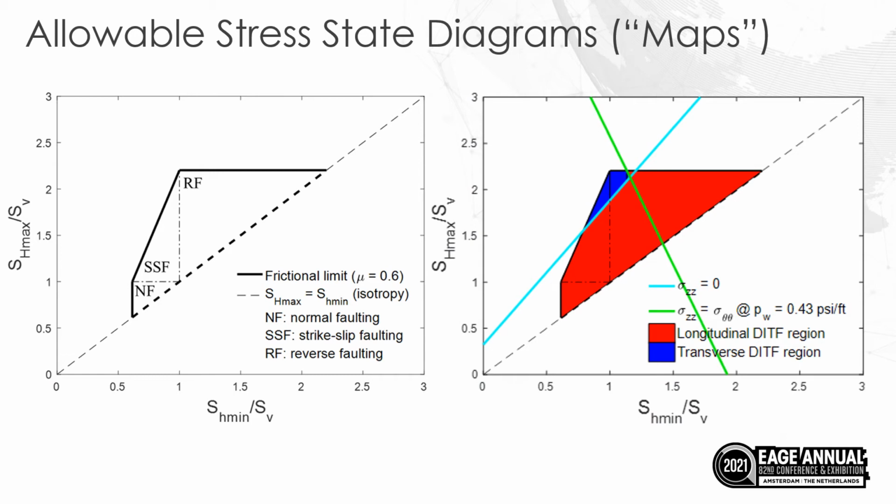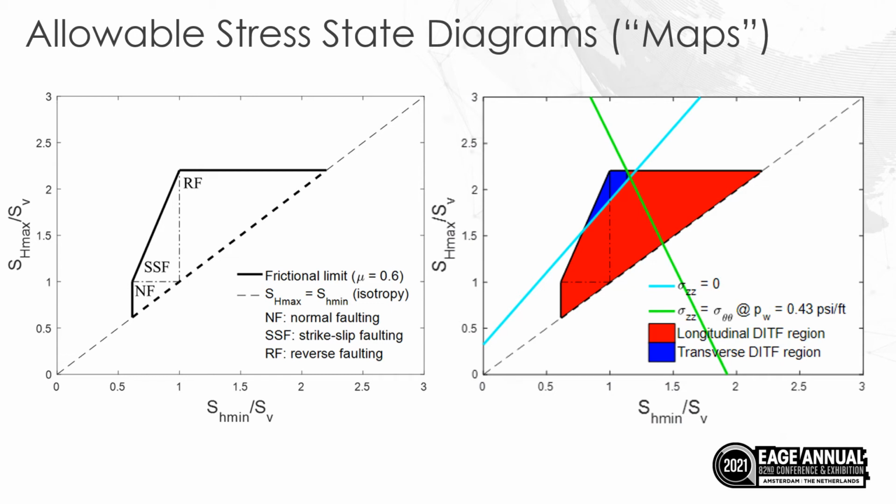The cyan line for the stress states for which the axial stress is equal to 0, and the green line for the stress states for which the axial and tangential stress are equal to each other, for a given wellbore pressure, which for this problem we assume to be hydrostatic, 0.3 psi per foot.